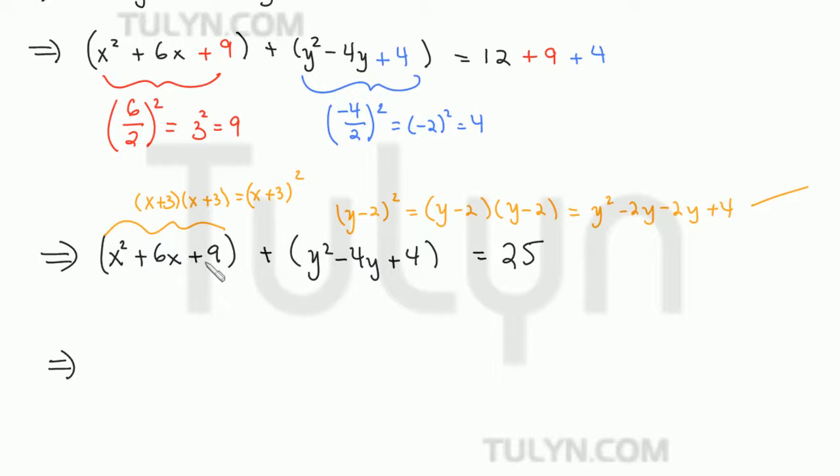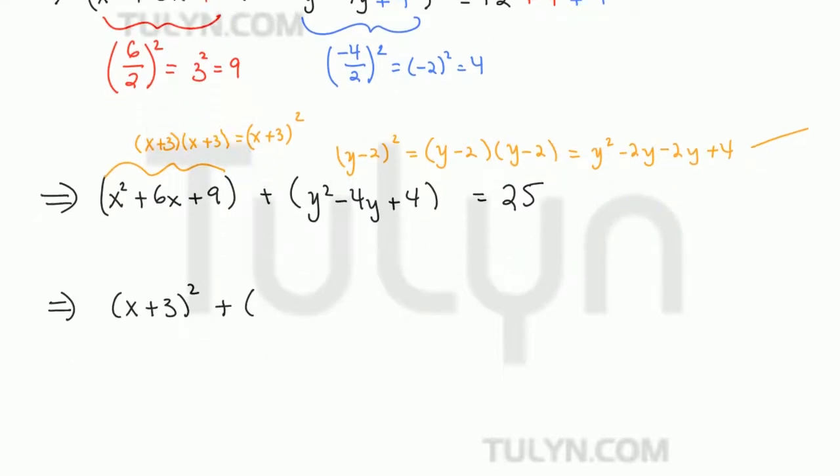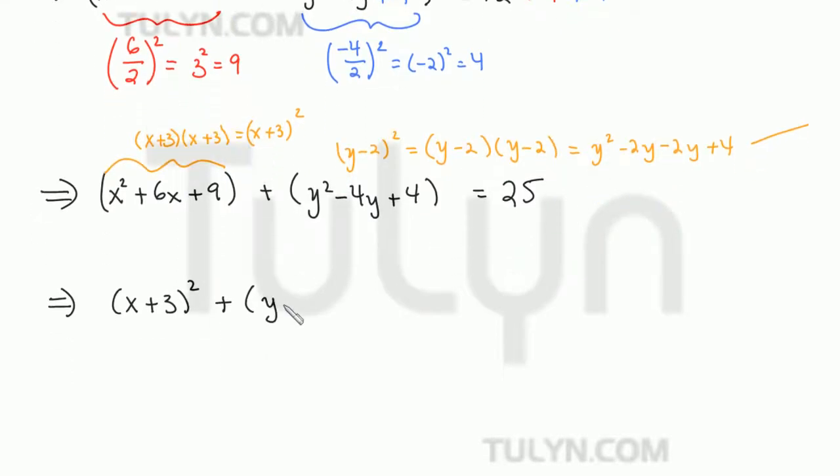So now, let's replace it with the factored forms. So x squared plus 6x plus 9 is x plus 3 squared. And then y squared minus 4y plus 4 is y minus 2 squared is equal to 25.